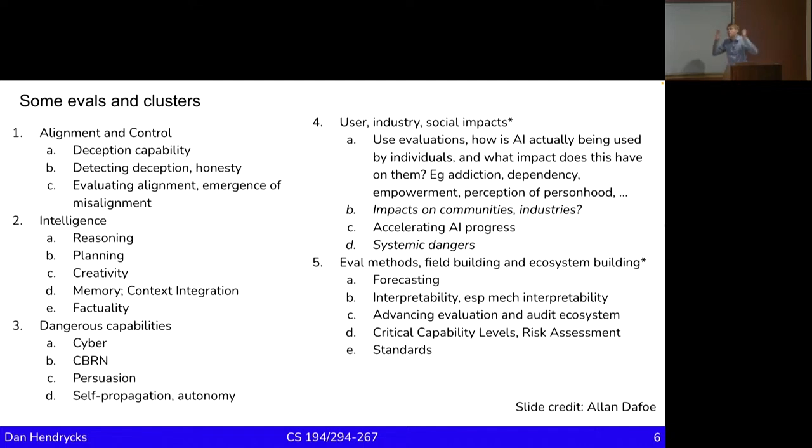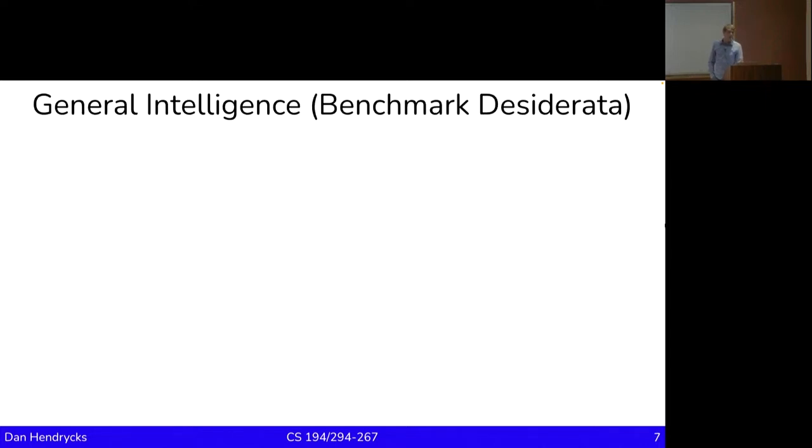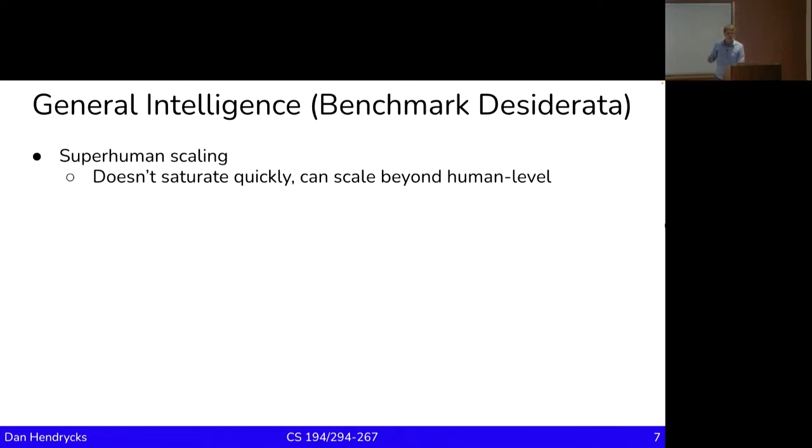So one question is, for example, if we're trying to measure general intelligence, we don't just say measure intelligence and collect some questions for it. There are various desiderata, or various things you need in constructing a benchmark for general intelligence. Maybe you want some property like superhuman scaling so that it doesn't saturate, so that as the models get better and better, you can keep tracking the progress. You don't want it to quickly hit its ceiling.